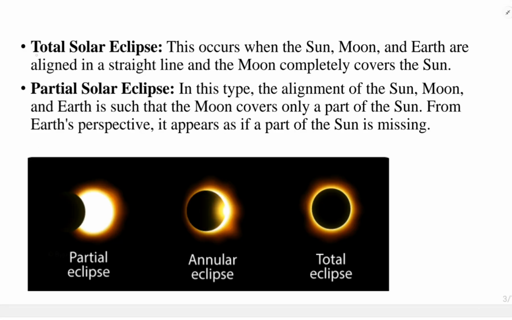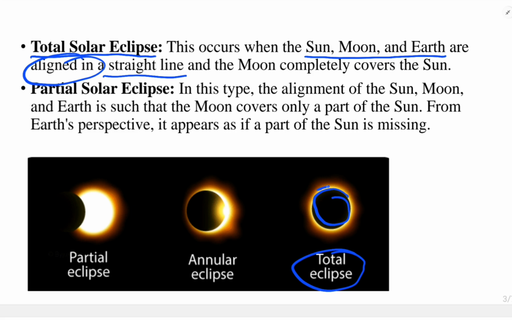First we'll see what is a total solar eclipse. The total solar eclipse occurs when the sun, moon and earth are aligned in a straight line and the moon completely covers the sun. Here the complete central portion is covered by the moon. During this total solar eclipse, only the sun's corona, or outer atmosphere, is visible. This one. During this time, the day will be dark like night.